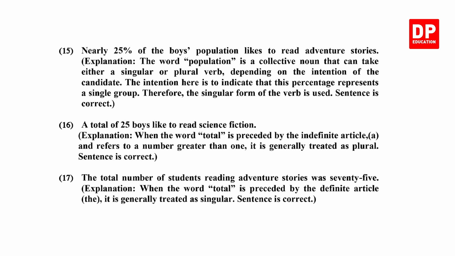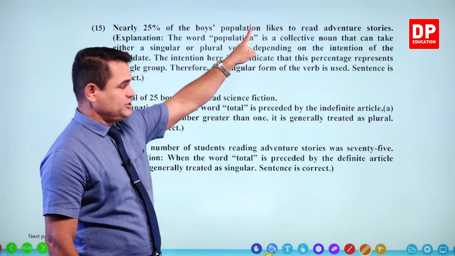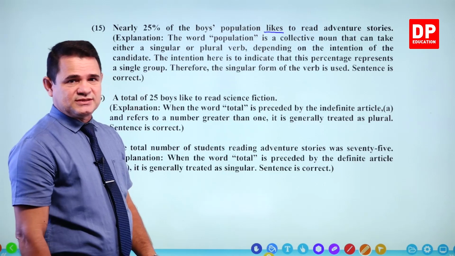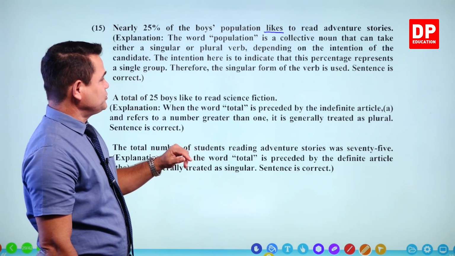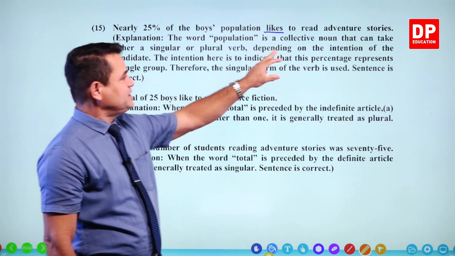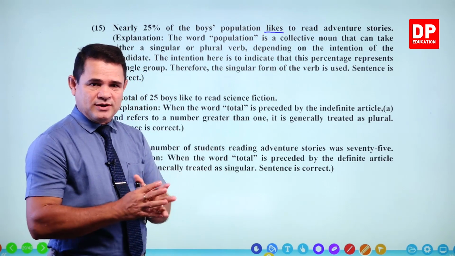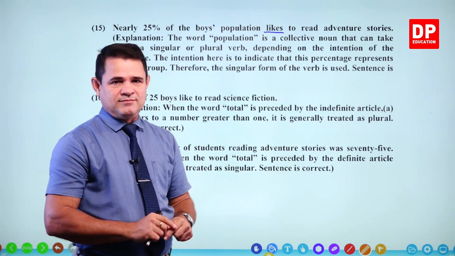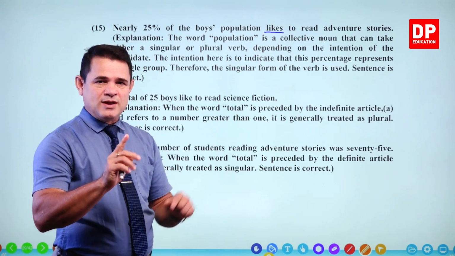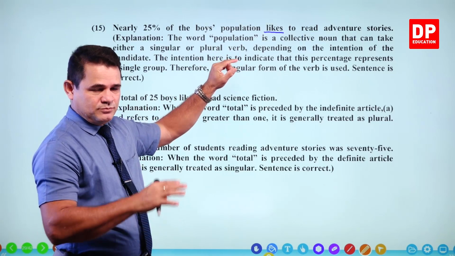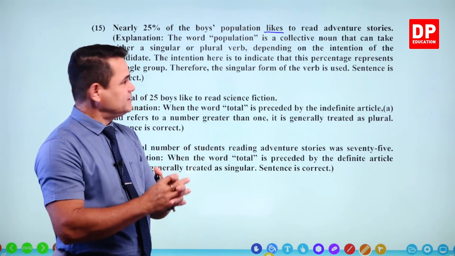Nearly 25% of the boys population likes to read adventure stories. Look at the verb, it is in singular form. Explanation: the word population is a collective noun. You know collective nouns. For a group you give one name. There is not just one person, there are many, and the one name for all of them is population. Boys population.